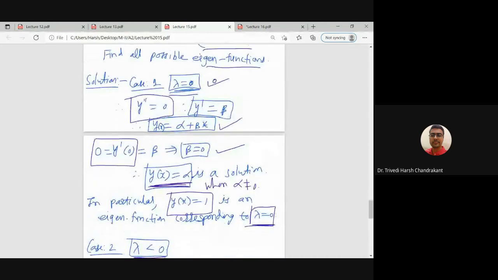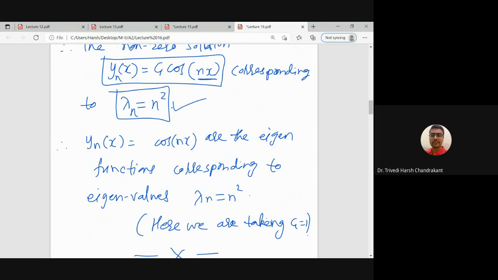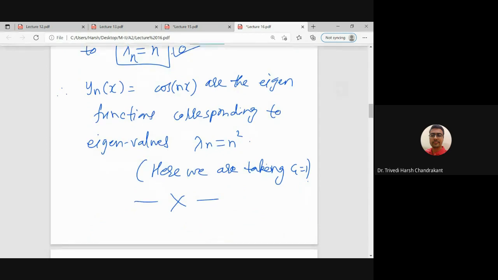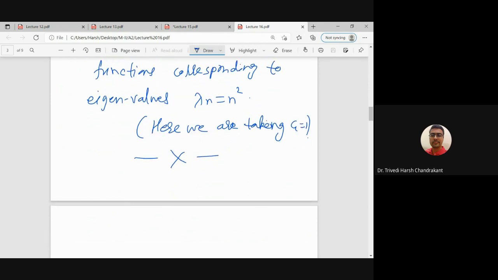So in this example, what are the possible eigenvalues? Only eigenvalues are lambda is 0 or lambda is equal to n square. So any real number which is other than 0 and square of a natural number is not an eigenvalue. That is what we have shown here, and for all these numbers we have found the corresponding eigenfunctions. Okay, so I think this is regarding this particular topic which we started in the previous lecture.